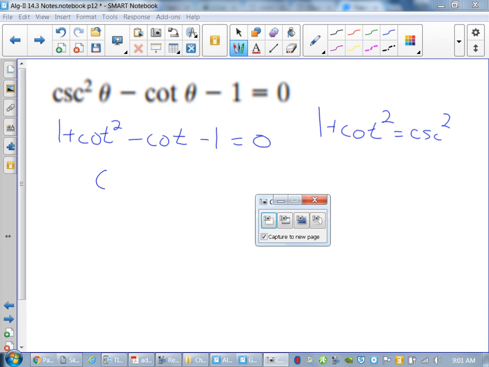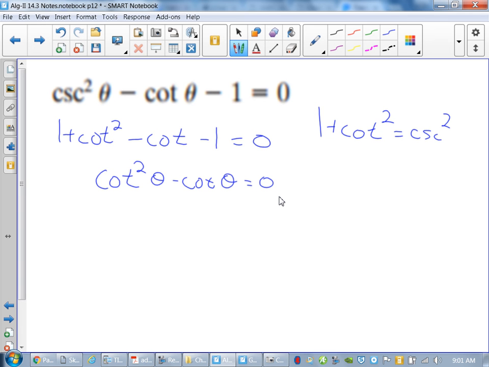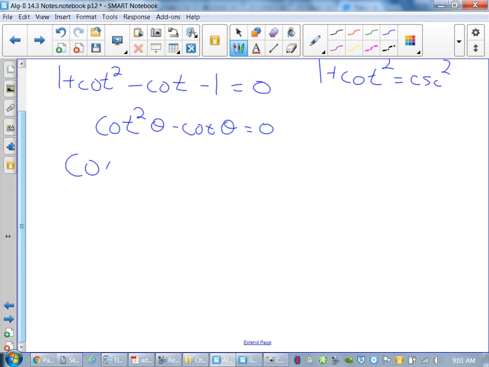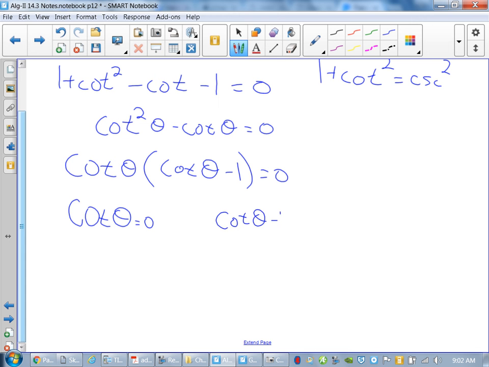You write it with cotangent squared theta minus cotangent theta equals 0. What's your first rule of factoring? Take out your GCF. Good. Take out the GCF. What do they have in common? A cotangent. So you have a cotangent, and now you have 2 terms to set equal to 0. So we have cotangent of theta is 0, and cotangent theta minus 1 is 0.